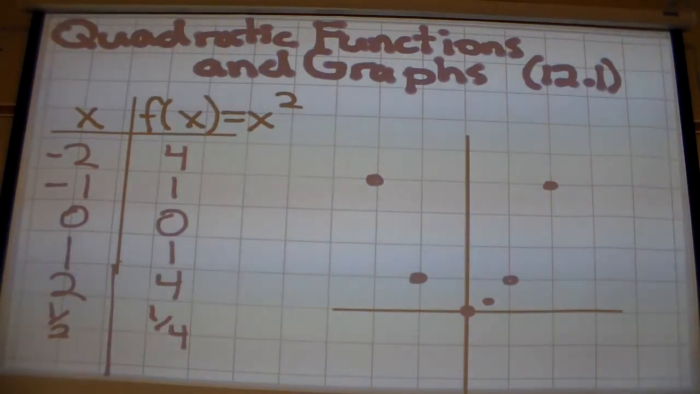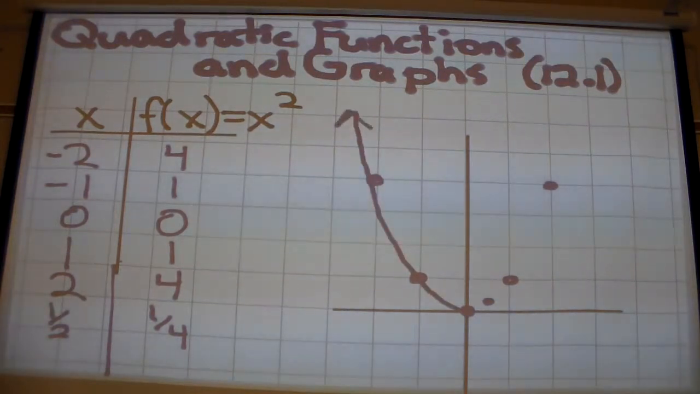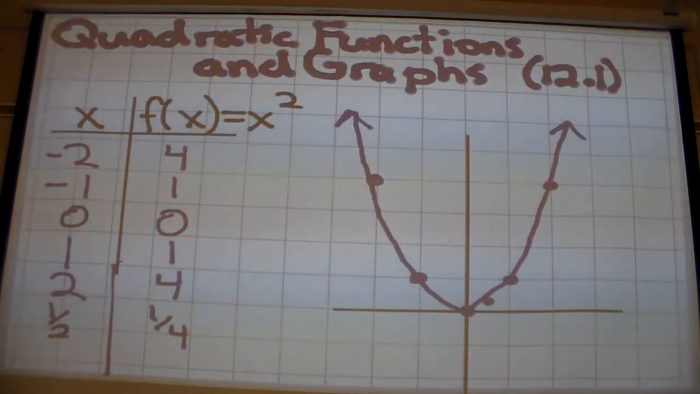Now, if we kept going, the graph would continue to get bigger as the values get further away from 0, and it gets steeper. What do we call this graph? A parabola. If I plugged in 3, what's f of x? 9. If I plugged in 4? 16. Yeah, it keeps going from there.